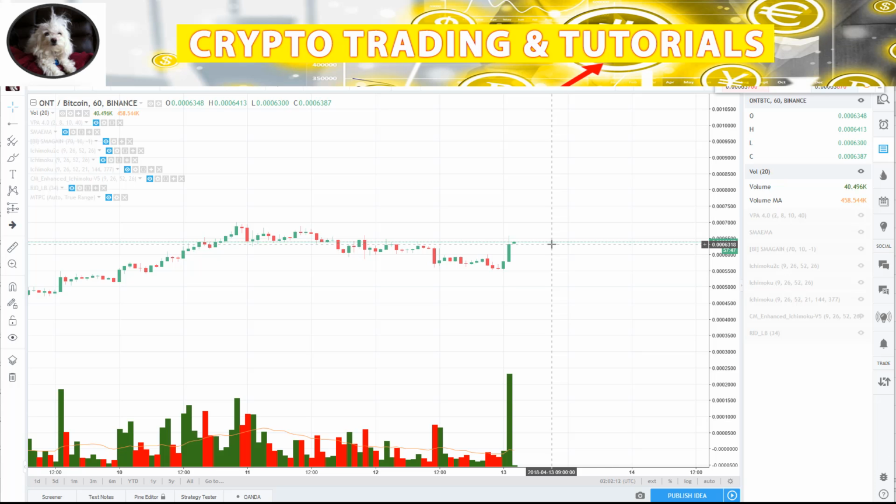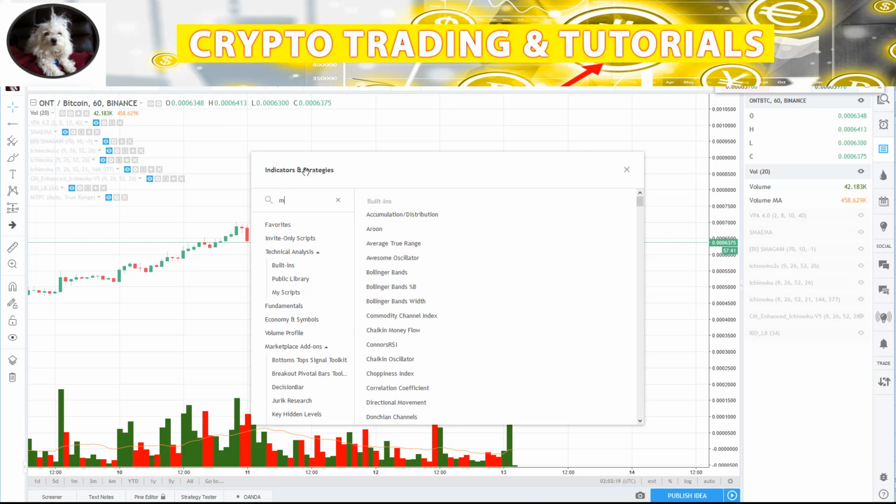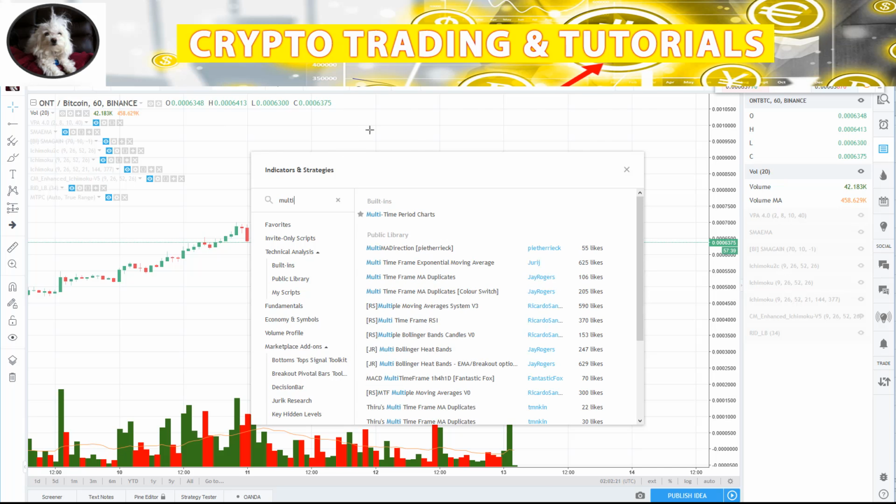So instead of having you wait in suspense, I'll share how you find this indicator. Just go to Indicators in TradingView, and then what you want to type is "multi". And the indicator is Multi-Time Period Charts, okay?